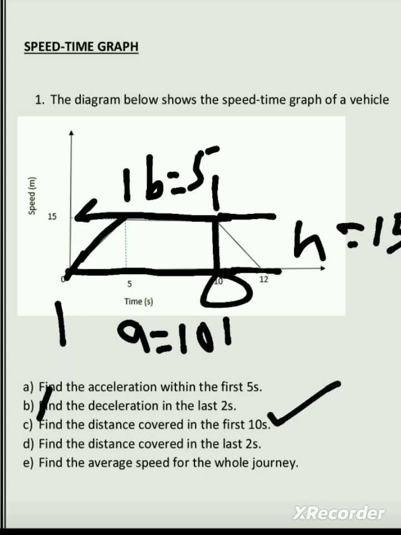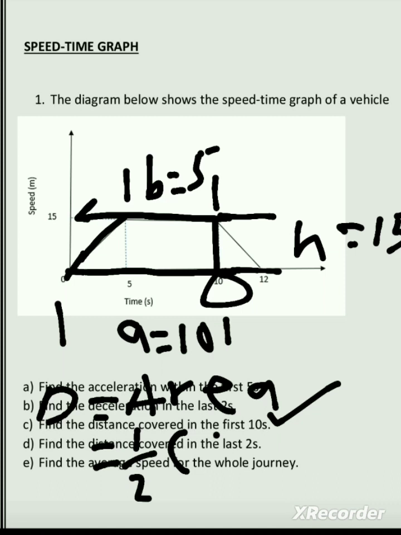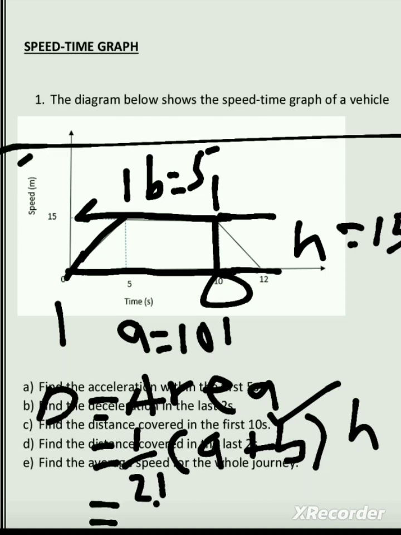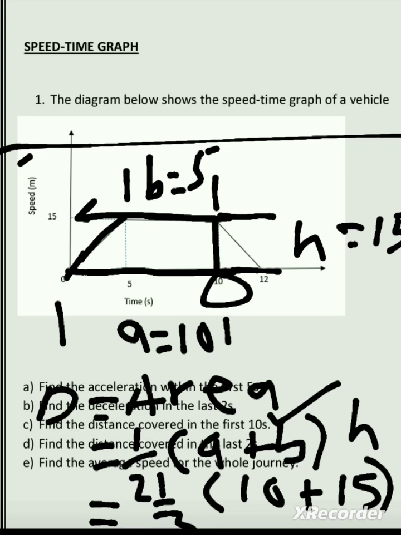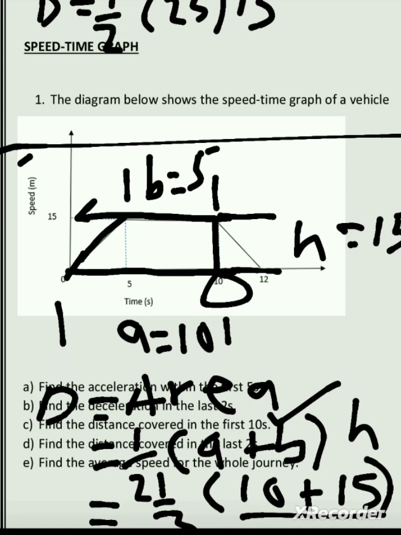So the formula we use, we say distance is equal to area, which is equal to half A plus B H. So it's going to be half, what is our A? 10, plus our B, 15, times our height, 15. So I'll continue it on top. 10 plus 15 here is 25. So distance is equal to half 25 times 15. So what can we do from here?